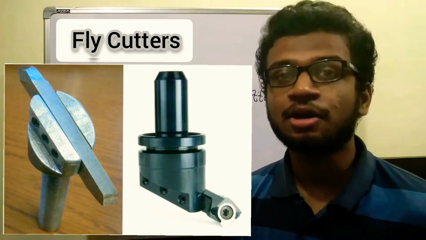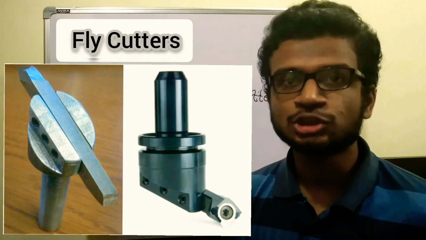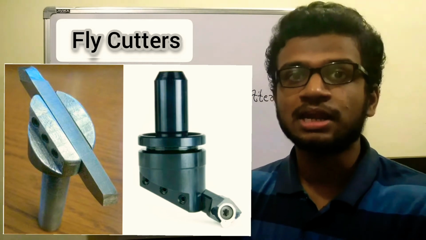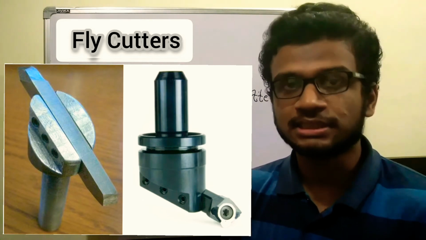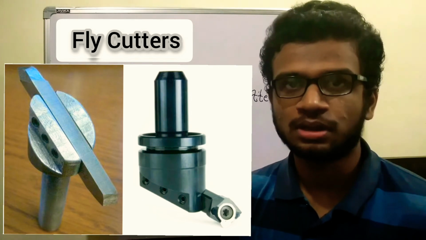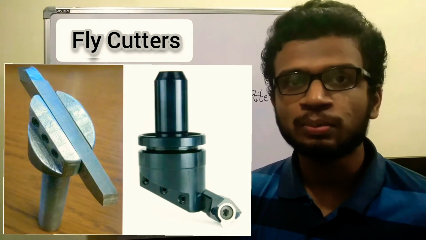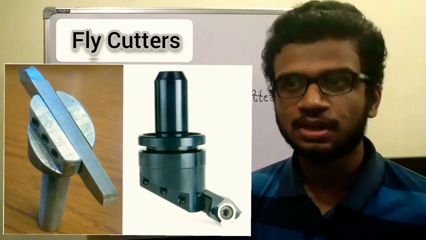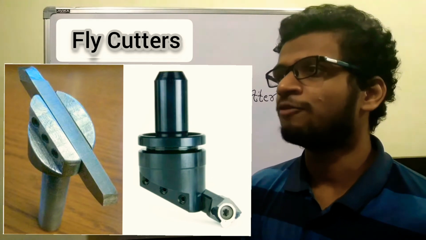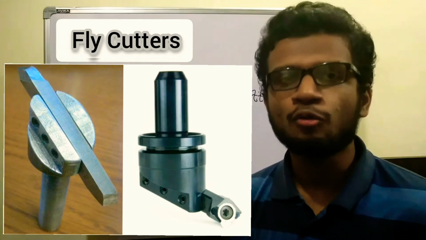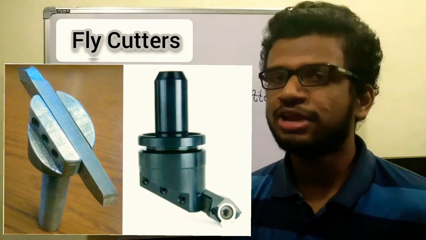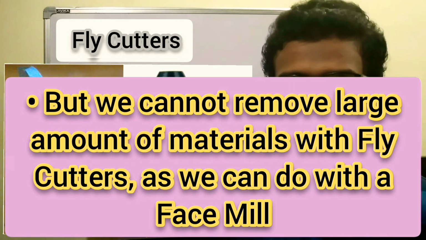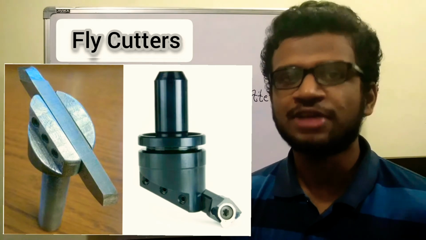That means a greater amount of work needs to be put upon that tool to make it like that, and thus it becomes more expensive. So in order to be more cost efficient, a fly cutter is used, but the disadvantage of using a fly cutter over face mill is that we cannot remove large amount of materials from a fly cutter as we can do from a face mill.